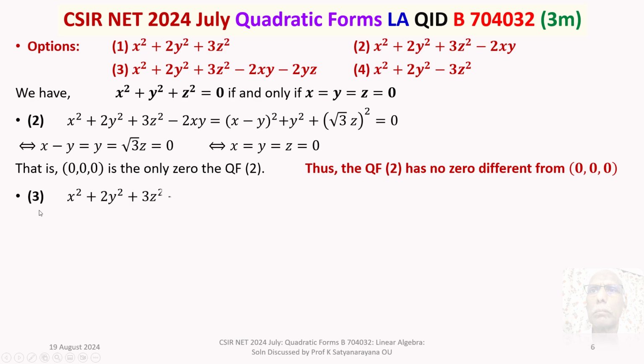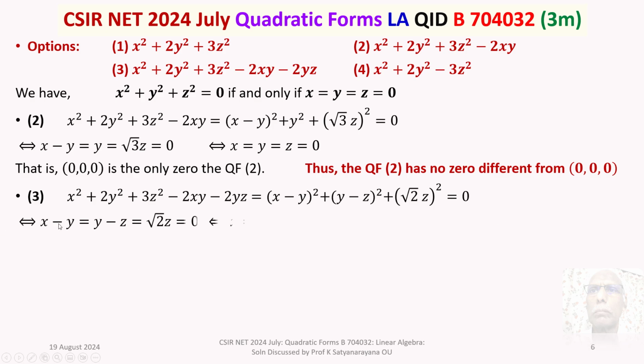Right. Option 3. x square plus 2y square plus 3z square minus 2xy minus 2yz. So, x square minus 2xy plus y square, that is (x minus y) whole square, one y square left out, and y square minus 2yz plus z square, that is (y minus z) whole square. So you are left with 2z square. That 2z square we have written as (root 2 z) whole square. Again a sum of squares.